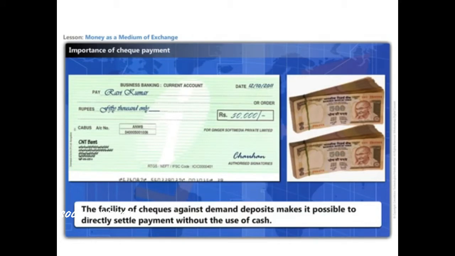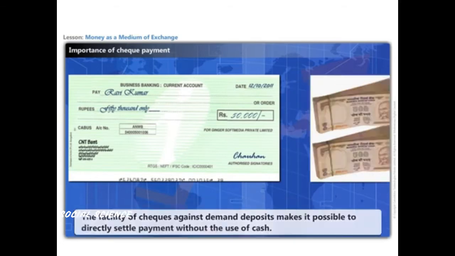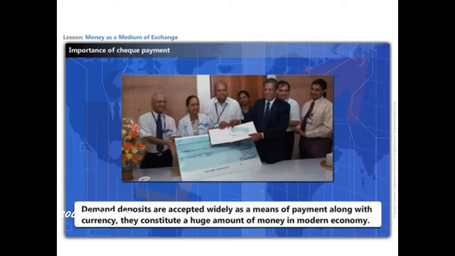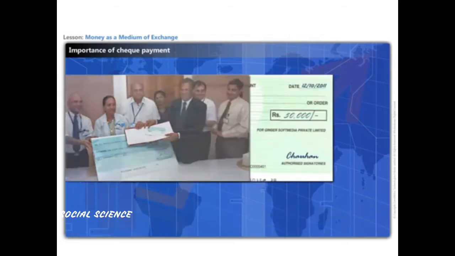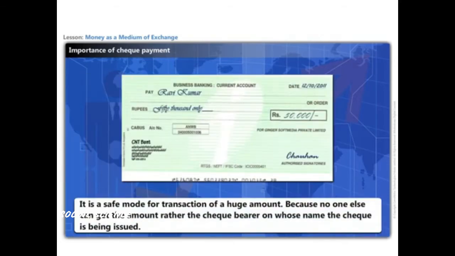The facility of checks against demand deposits makes it possible to directly settle payment without the use of cash. Demand deposits are accepted widely as a means of payment along with currency. They constitute a huge amount of money in the modern economy. It is a safe mode for transaction of a huge amount because no one else can get the amount, other than the check bearer in whose name the check has been issued.